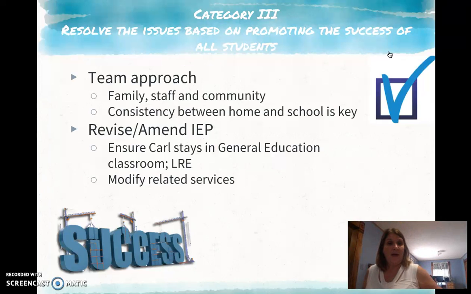And the second thing I would do would be to revise or amend the IEP to ensure that Carl stays in the general education classroom. That is the least restrictive environment. And then I would modify the related services. He needs extra assistance. Specifically, I think he needs a behavior therapist or a social work interventions here.